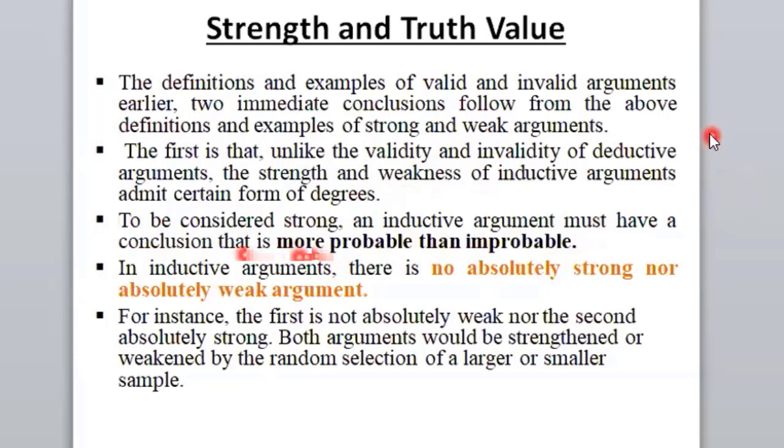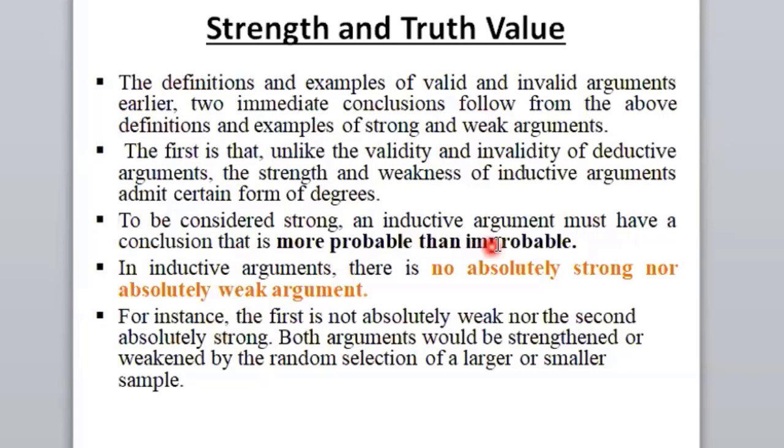So the chance of probability in the case of a strong argument is that it's more probable than improbable. But in the case of a weak one, the chance of being probable is less, which means it's more improbable than probable.